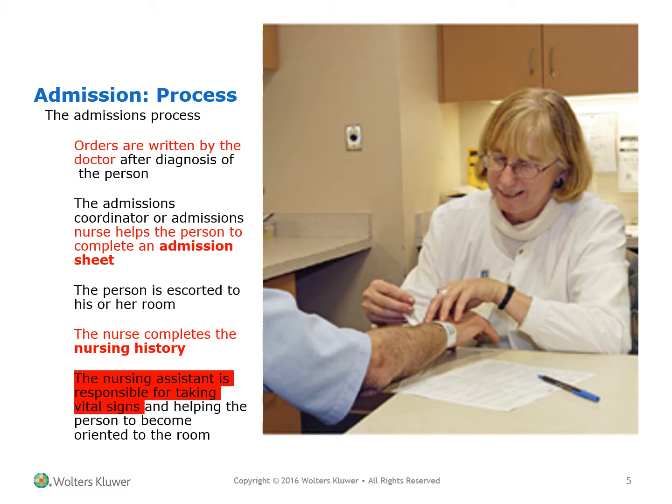The admission process. It includes the orders written by the doctor after the diagnosis of the person. The admissions coordinator or admissions nurse helps the person to complete an admissions sheet. The person is escorted to his or her room. The nurse completes a history. The nursing assistant is responsible for taking vital signs and helping the person become oriented to the room.